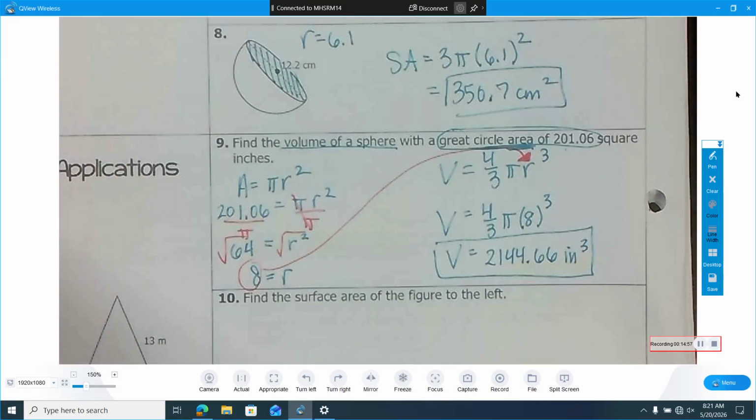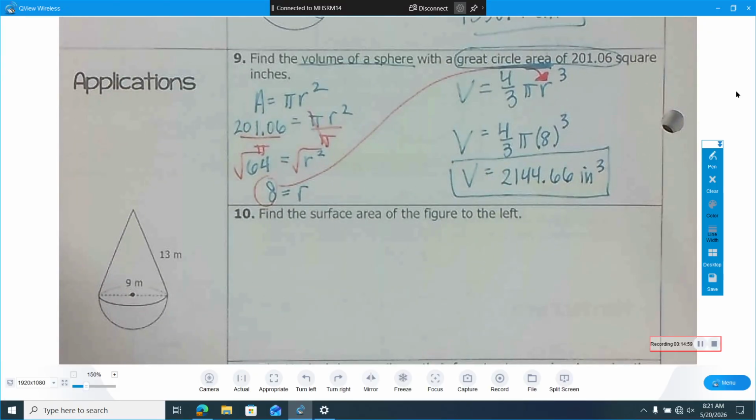All right. Ooh, find the surface area of the figure to the left. Interesting. I actually don't think her work is right.